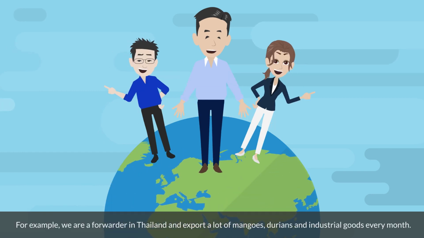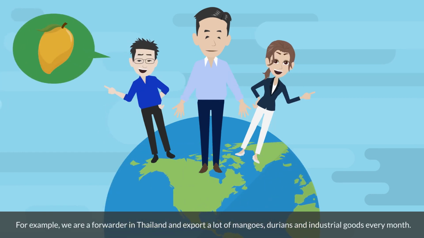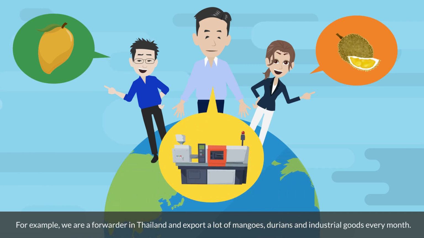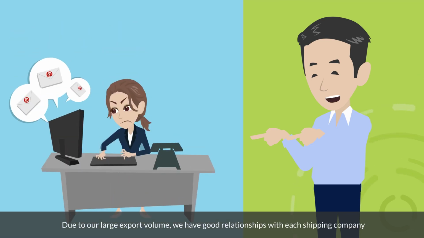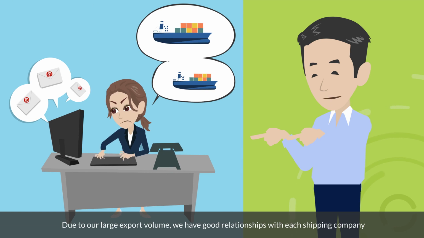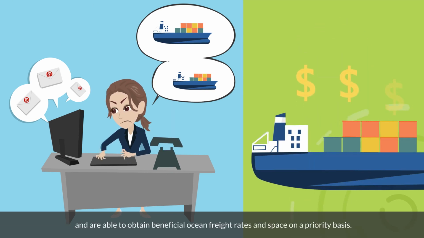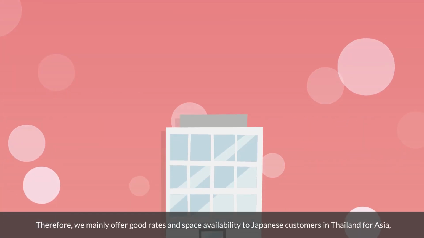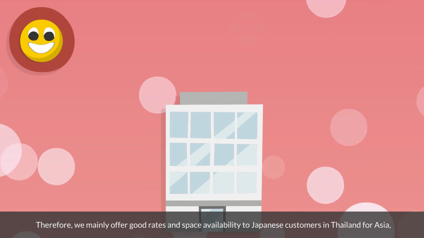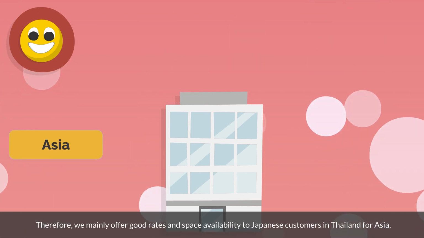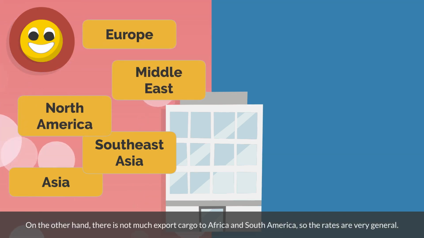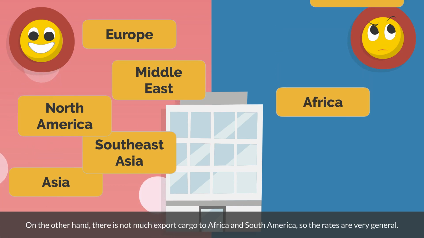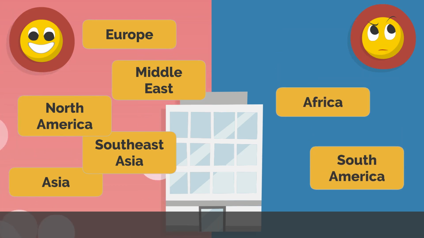For example, we are a forwarder in Thailand and export a lot of mangoes, durians, and industrial goods every month. The details are explained in our company profile video. Due to our large export volume, we have good relationships with each shipping company, and are able to obtain beneficial ocean freight rates and space on a priority basis. Therefore, we mainly offer good rates and space availability to Japanese customers in Thailand for Asia, Southeast Asia, North America, Middle East and Europe. On the other hand, there is not much export cargo to Africa and South America, so the rates are very general.